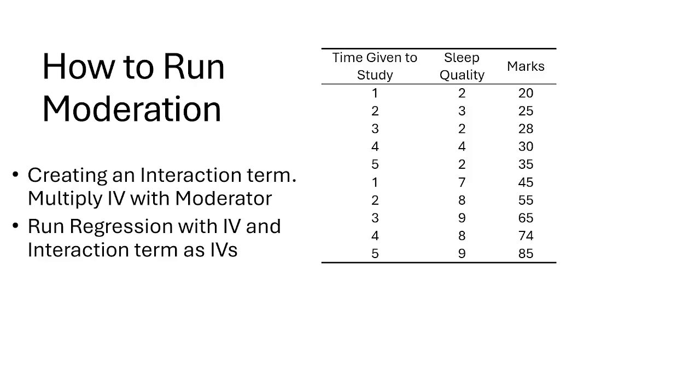How do we create an interaction term? We have two variables, time given to study and sleep quality. If we multiply them together, we will get an interaction term. We are going to do it. We have already done it, but we will do it once more for you. Have a look. We are doing it through Excel.